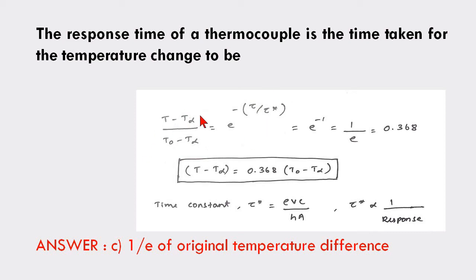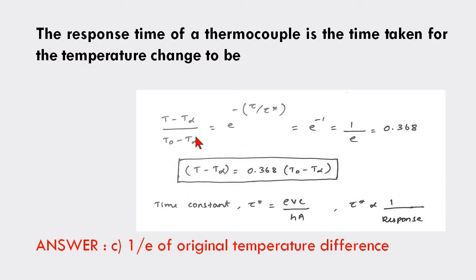So that is (T minus T infinity) divided by (T naught minus T infinity) equal to E power minus tau divided by tau star, where tau star is the time constant. If you consider one time constant, tau and tau star are the same, so it gets cancelled, E power minus 1. Okay, so the response time is equal to what? 1 divided by E, that is equal to 0.368.